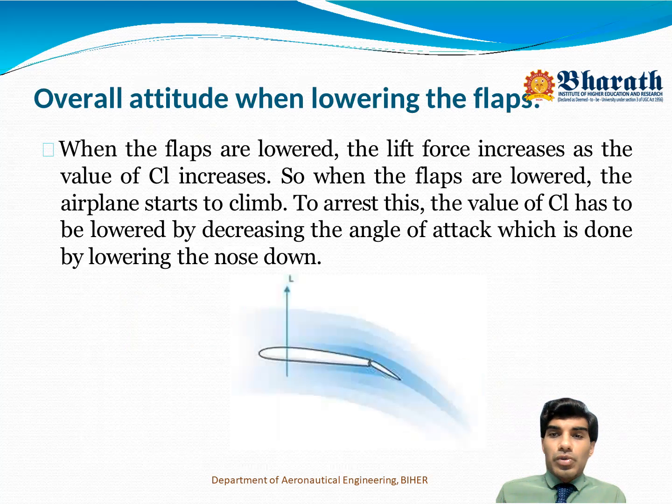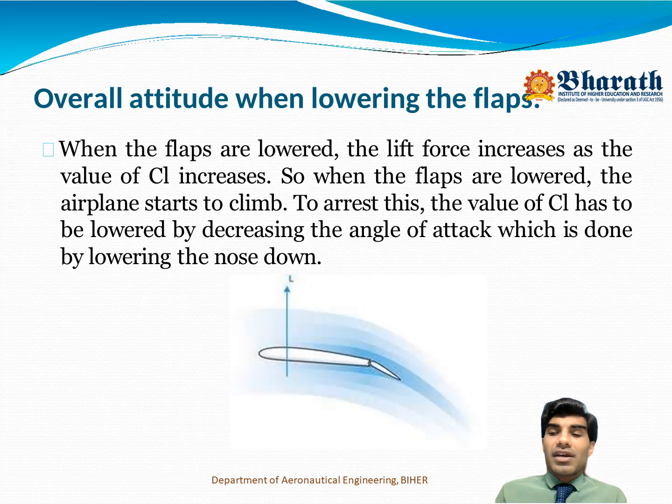Then the overall attitude when lowering the flaps, what exactly happens, in overall summary. It's a kind of conclusion point. When the flaps are lowered, the lift force increases as the value of CL increases, because the surface area increases, so the CL value increases. CL is the coefficient of lift, so lift automatically increases. When the flaps are lowered, the airplane starts to climb. To arrest this, the value of CL has to be lowered by decreasing the angle of attack, which is done by lowering the nose down.